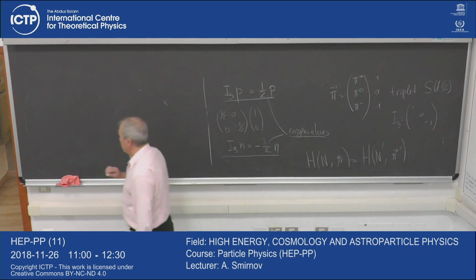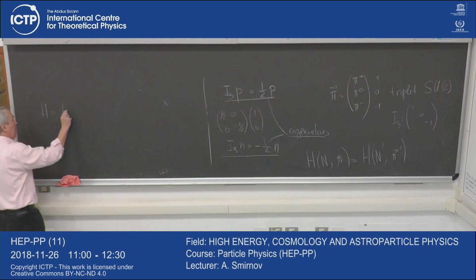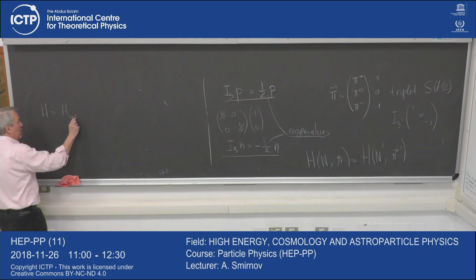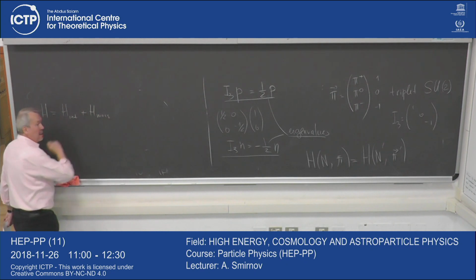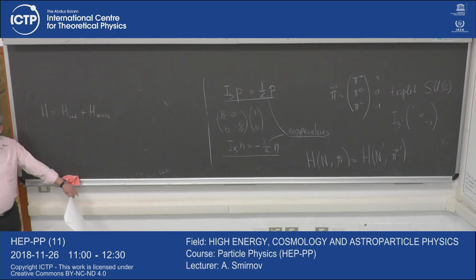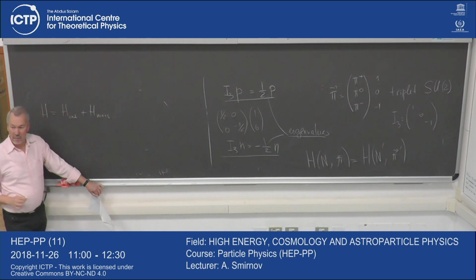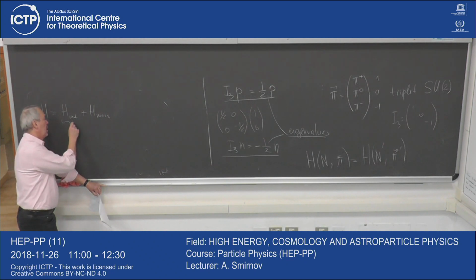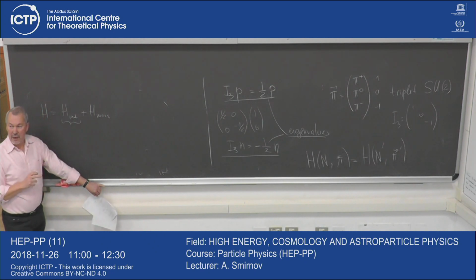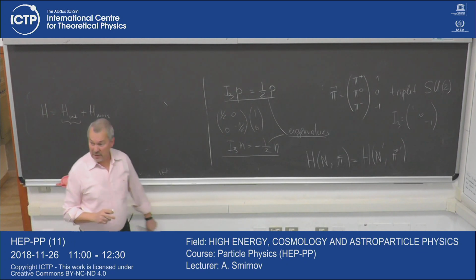And here philosophy is the following. Total Hamiltonian can be written as part which is responsible for interactions plus mass terms. You can also talk about different symmetries in interaction part and in the mass term. And in fact, what happens is that most of this symmetry actually refers to this interaction part. And this part, the second one, can break this symmetry.